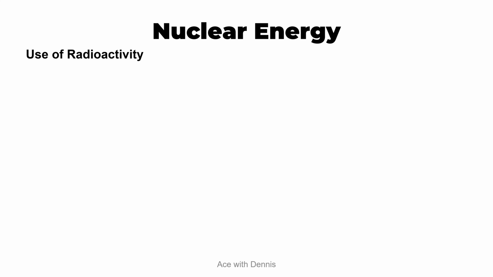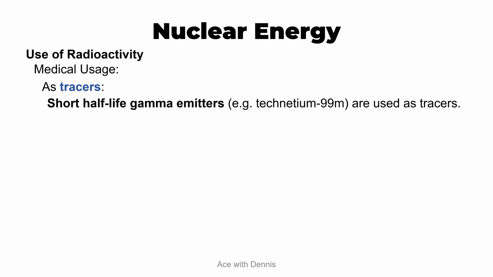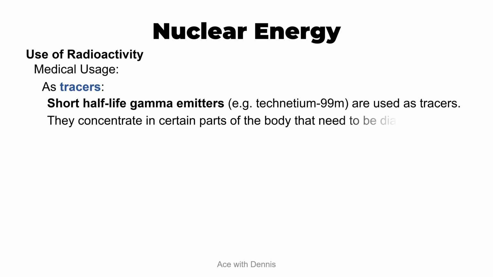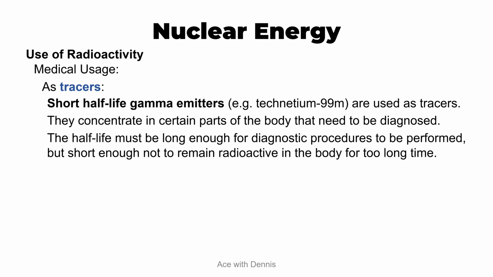Lastly, let's talk about the use of radioactivity. First, for medical usage, it is used as tracers. Short half-life gamma emitters, example technetium-99m, are used as tracers. They concentrate in certain parts of the body that needs to be diagnosed. The half-life must be long enough for diagnostic procedures to be performed but short enough not to remain radioactive in the body for too long.